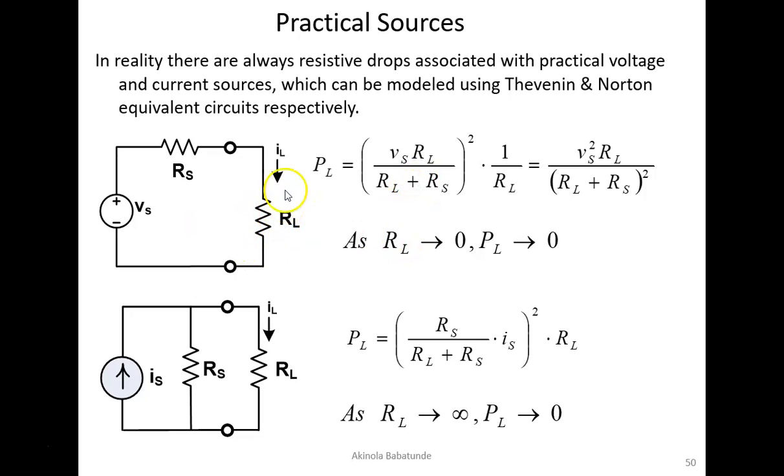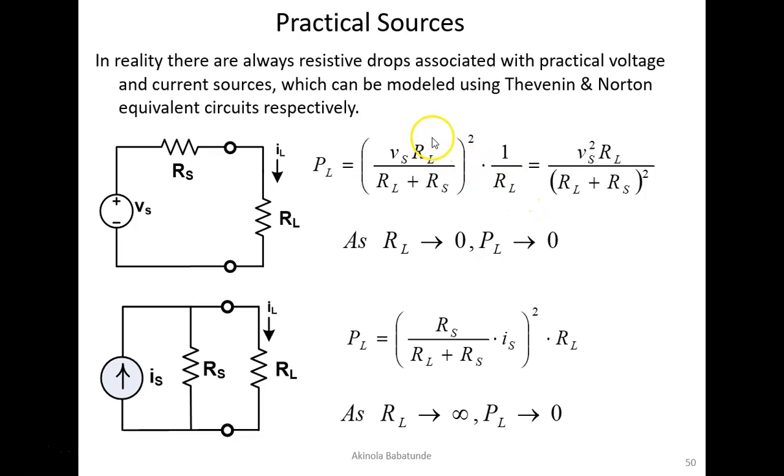VL is the voltage across this resistance, and to find that voltage we can use the voltage divider. So VL will be equal to the source voltage Vs multiplied by RL, divided by the equivalent resistance in the circuit, which is Rs plus RL. So our VL is Vs multiplied by RL over the equivalent resistance, and that's exactly what is here. All brackets squared, then multiplied by 1 over RL. If we expand, this becomes Vs squared RL squared, all divided by RL plus Rs squared.